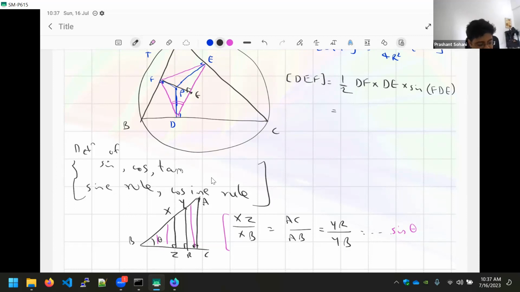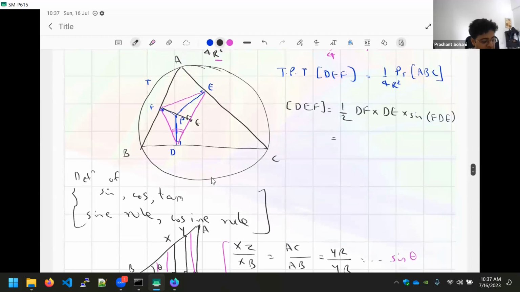So therefore, this is DF into DE into sine of this angle. And as I said already, we are introducing some asymmetry, because if you see now, this formula is not symmetric with respect to the sides DF, FE, and ED, right? This is some bias, that we are giving special preference to DF and DE and less importance to the other sides. But that is fine. We will see that that is not such a big problem.